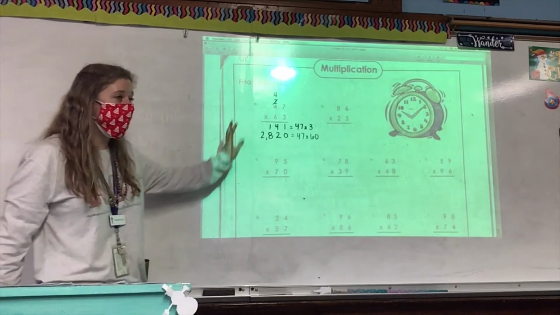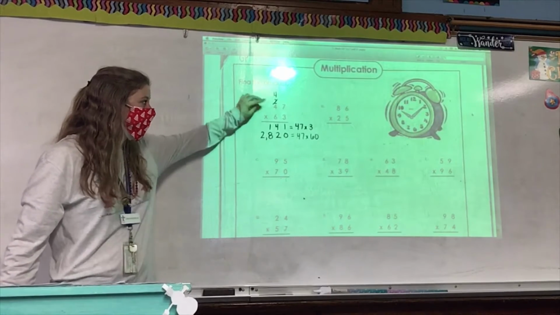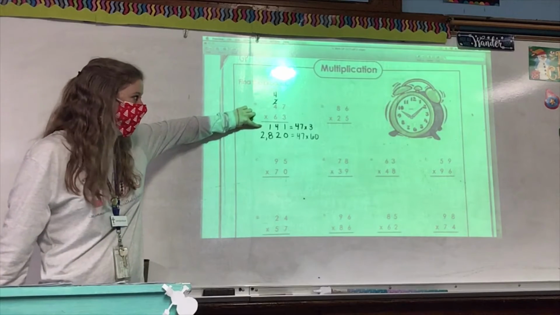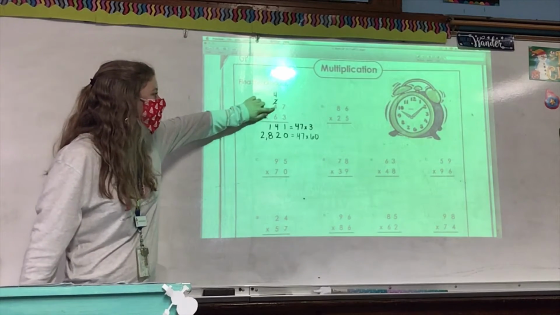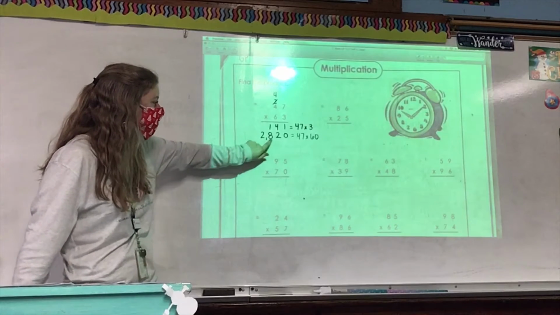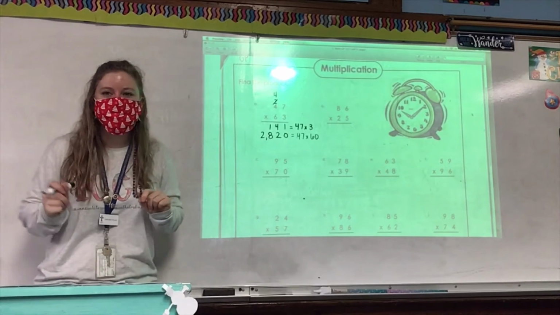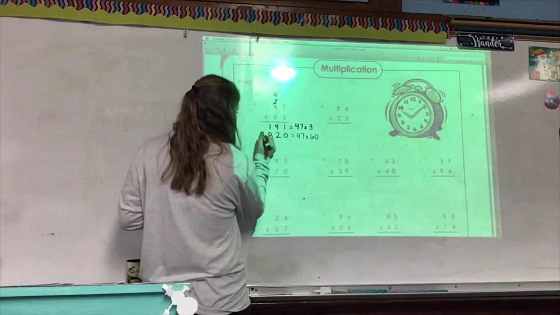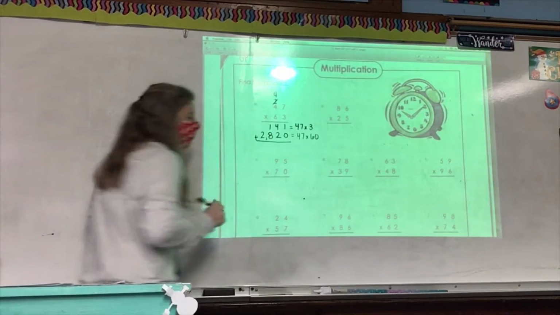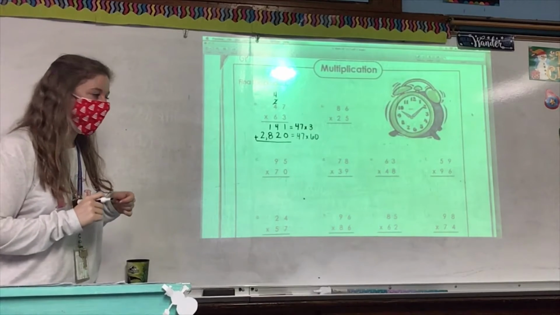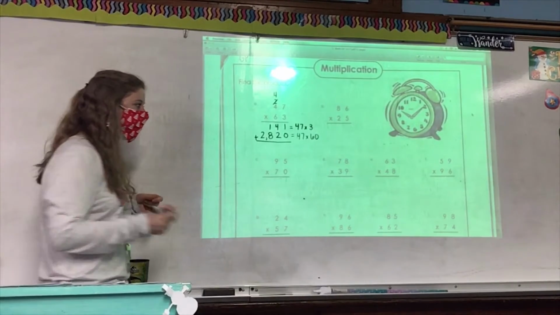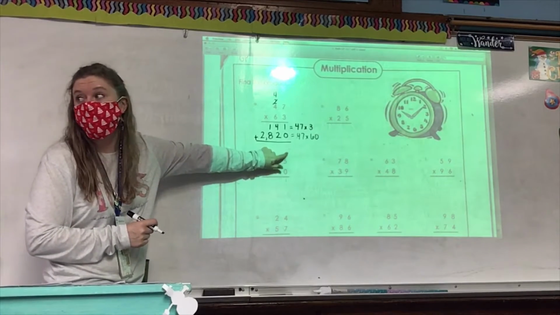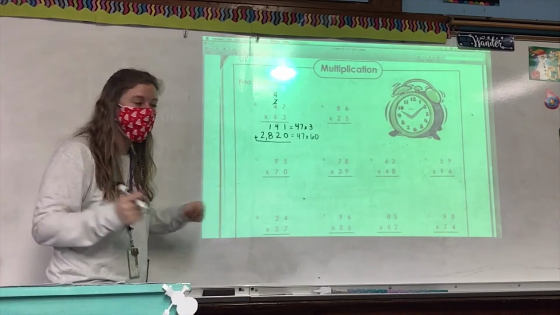Okay, so now I have my partial products. I have my 1s, 47 times 3 equals 141. I have my 10s, 47 times 60 is 2,820. Am I done, class? No, because the last thing I have to do is add the partial products. So I start by adding the 1s. Make sure you're writing small so that when you get down here you have space to regroup, because you're probably going to have to regroup, right?